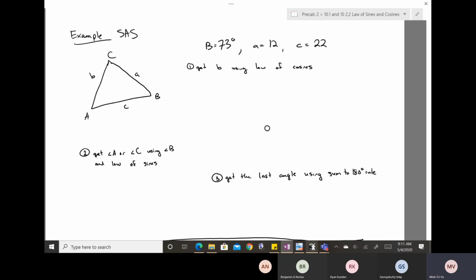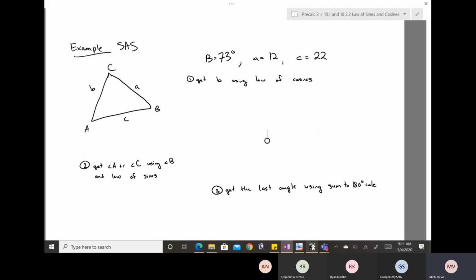Okay, so let's do the calculation. What do we have here? Angle B is 73 degrees. Side A is 12, and side C is 22. So I have SAS, and the other things are unknown. I can figure out side B using the law of cosines.